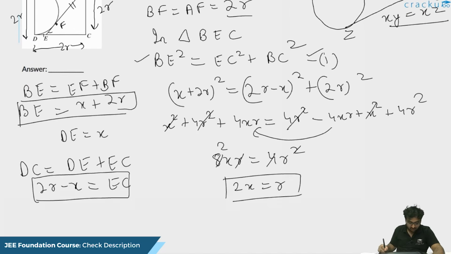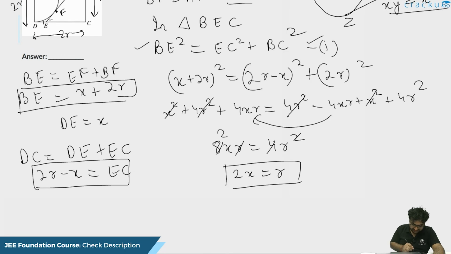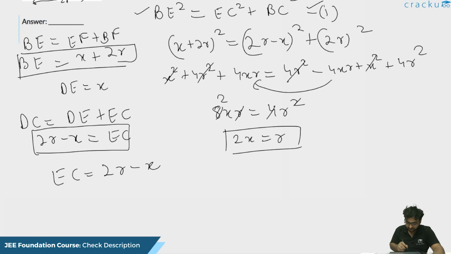Okay. Now BE is what? Sorry, EC is what? 2r minus x. Okay. So let x be equal to r by 2. So this will be 2r minus r by 2. So 2 2s are 4. 4r minus r, which is 3r by 2.